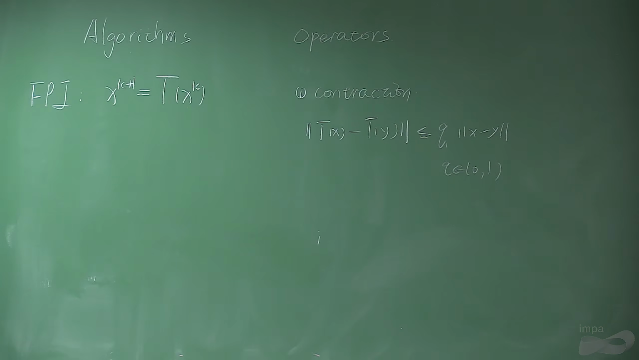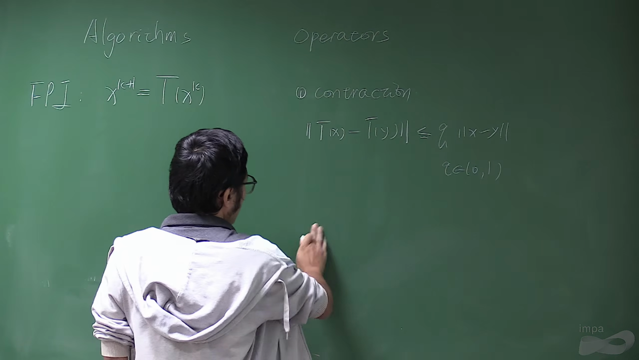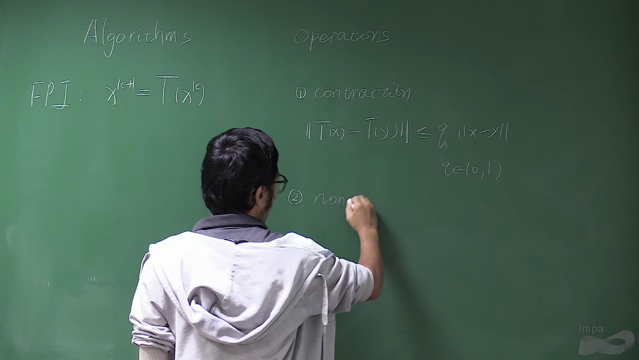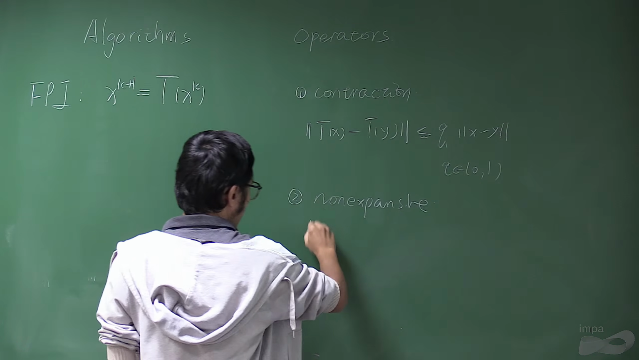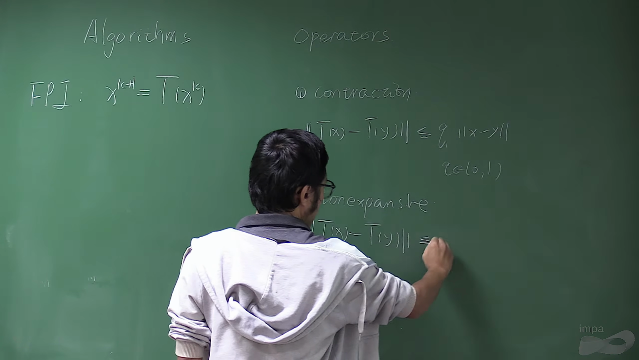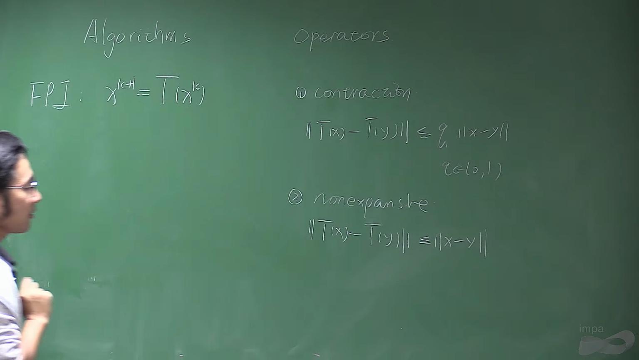But usually, contraction is a very strong assumption. In some cases, we cannot require the operator to be a contraction. So we have another assumption about the operator, which is called non-expansive. It means that if ||Tx - Ty|| is less than or equal to ||x - y||, then we say that the operator T is non-expansive.